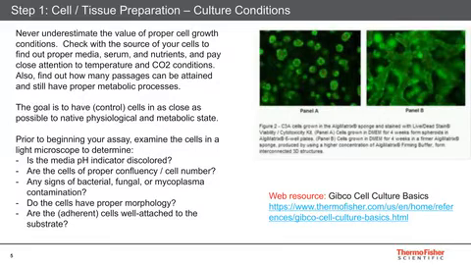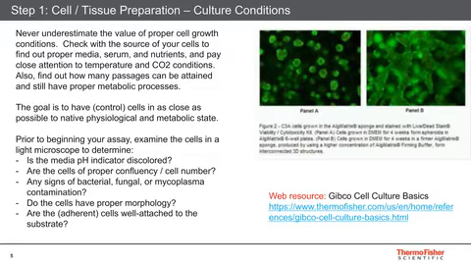And prior to beginning your assay, here's a list of some things to really consider. Examine your cells. Make sure that the pH indicator is not discolored. Phenol red is most common, and it will have a pinkish color. If the pH starts to go off, you'll see that it turns yellowish. Are the cells of the proper confluency or the proper cell number for your assay?